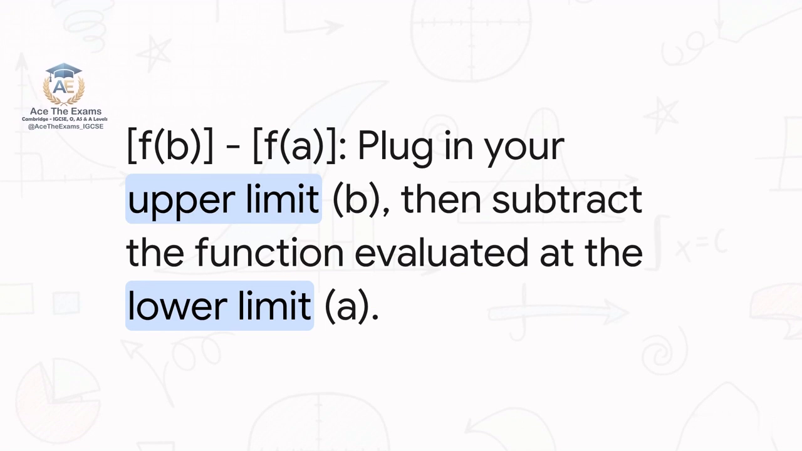You integrate the function just like normal, using the power rules we talked about. Then, you put that newly integrated function into square brackets. You plug your top boundary, your upper limit b, into the x values of the function. Then, you plug your bottom boundary, a, into the function. Finally, you subtract the bottom result from the top result, top minus bottom. It's incredibly elegant and straightforward once you get the hang of it.